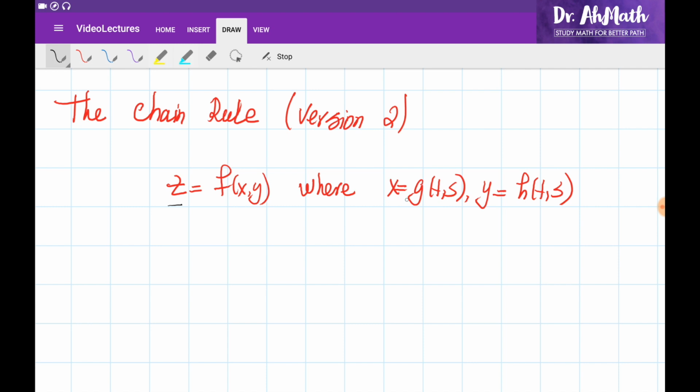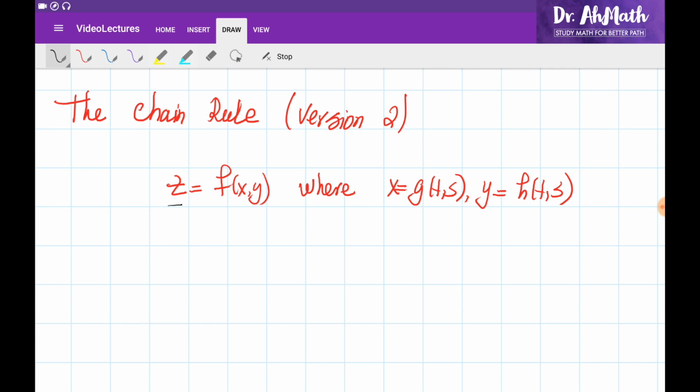And when we substitute the x and y into z, z would be just a function of t. Now, let's assume that z depends on the variables x and y, where x and y are also functions of multiple variables, right? So they are functions which depend on two other variables, t and s. So when we substitute the x and y into z, z is going to be a function which depends on t and s.